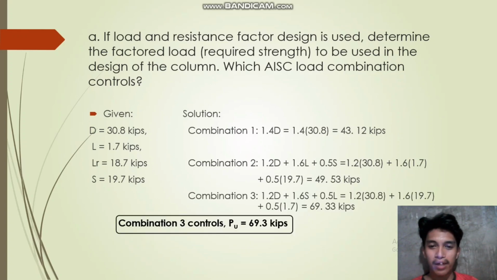At combination number 3, 1.2 dead load plus 1.6 snow load plus 0.5 live load equals 1.2 times 30.8 plus 1.6 times 19.7 plus 0.5 times 1.7 equals 69.33 kips. Therefore, combination 3 controls, required strength Pu equals 69.3 kips.